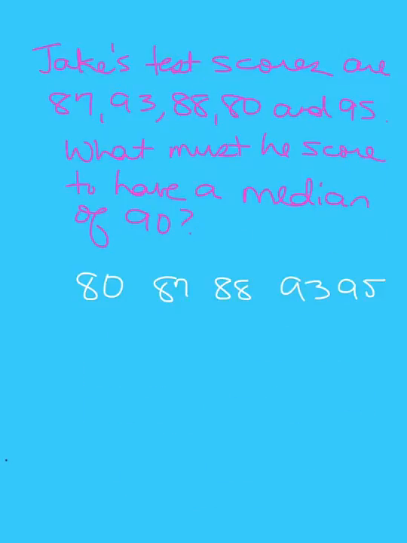Our next question says, Jake's test scores are 87, 93, 88, 80, and 95. What must he score to have a median of 90?